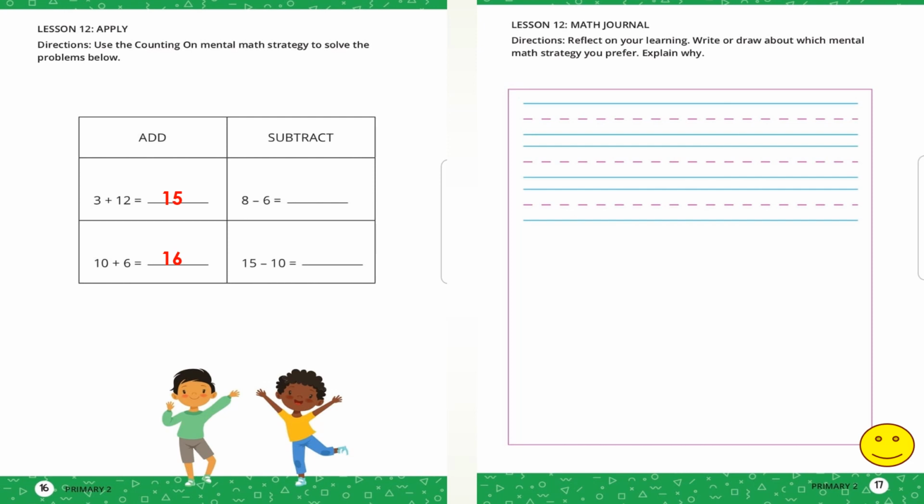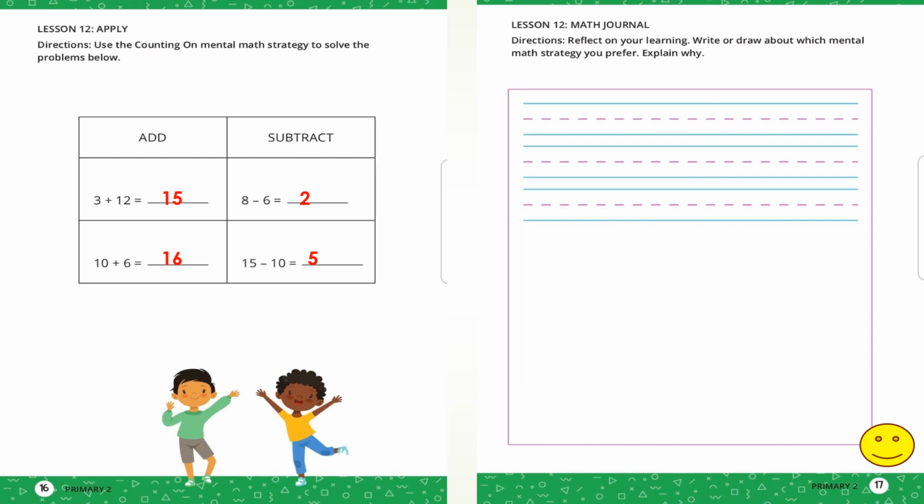The next problem, 8 minus 6. It's a subtraction problem now. So in subtraction we have to start counting with the smallest number. We will count from small number to big number, from 6 to 8. All of you close your fingers and start counting with me. After 6: 7, 8. How many fingers? 2. So the result is 2.